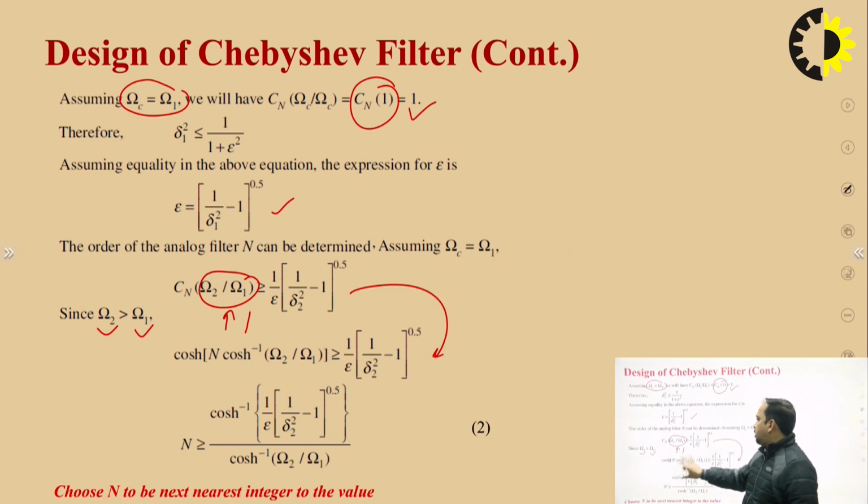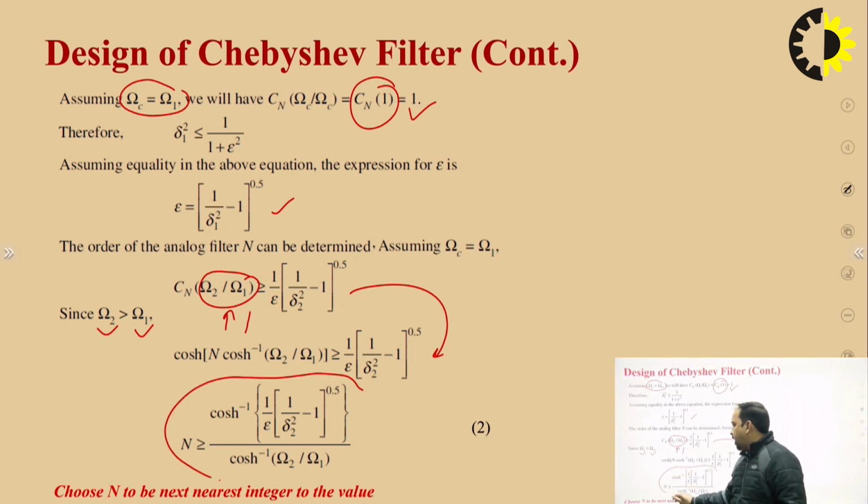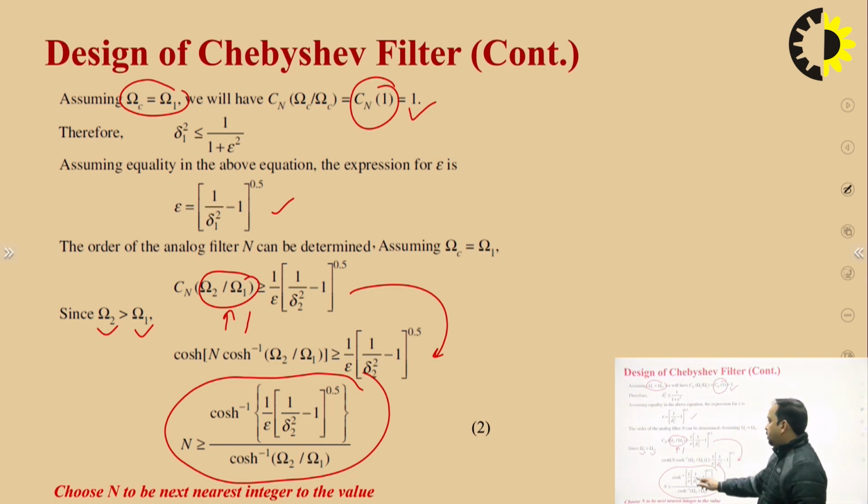So if we try to calculate the value of n from this first equation, I'll have a relationship which will be n greater than or equal to cosh inverse of 1 by epsilon. Also in this particular case, instead of this factor 1 by epsilon, I can replace this value.